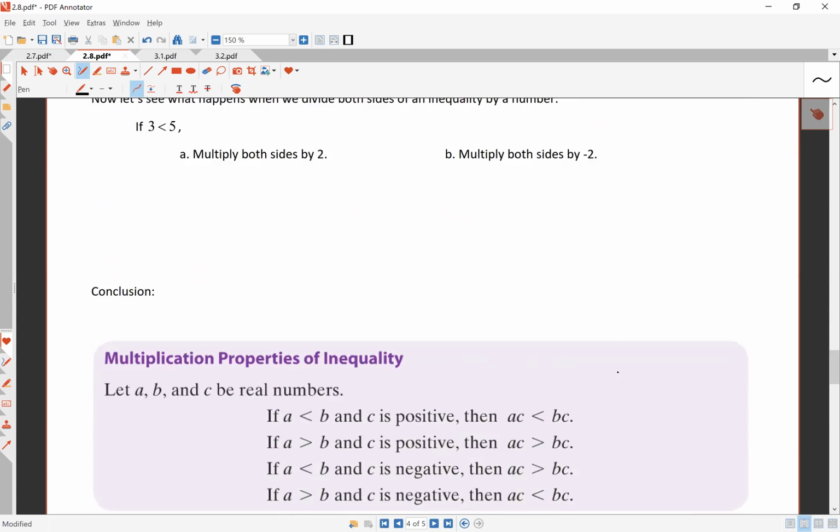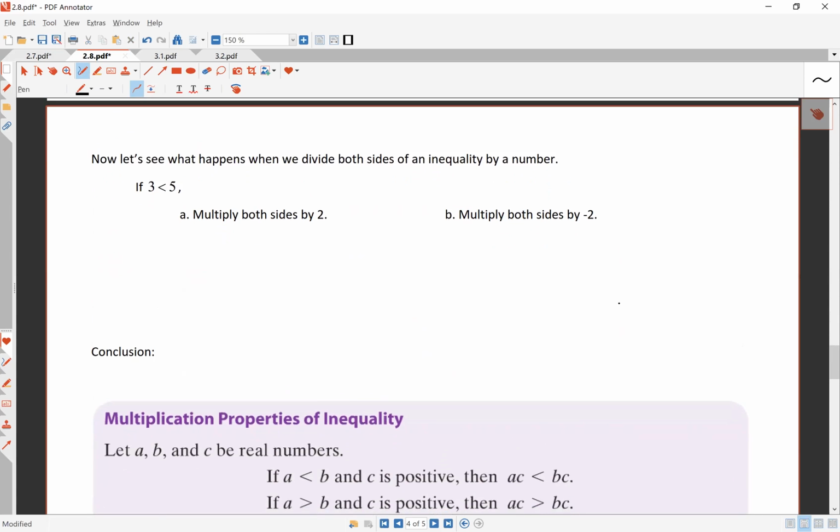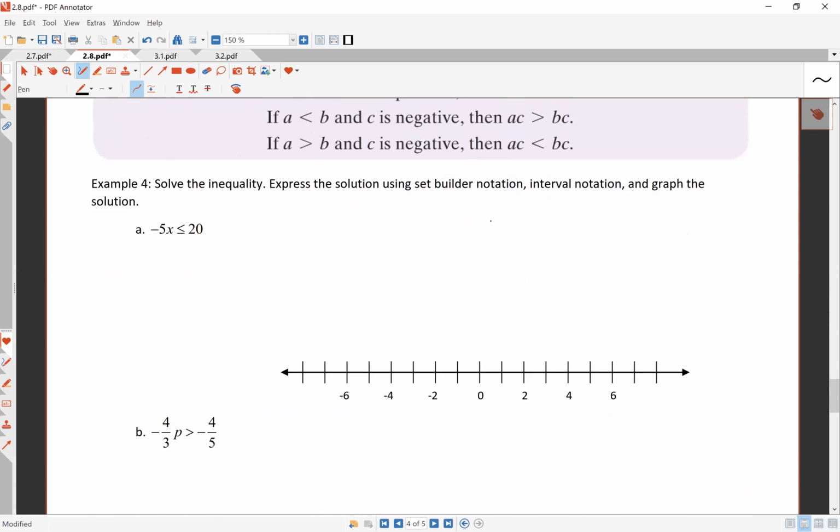Okay, the one new thing that we need to add to this is when you multiply or divide an inequality by a negative number, you have to flip over the symbol. So if I have something like negative 5x is less than or equal to 20, in order to solve that, we have to divide by negative 5 to get rid of the negative 5. But when you divide by a negative number, you have to flip over the symbol and get x is greater than or equal to negative 4.